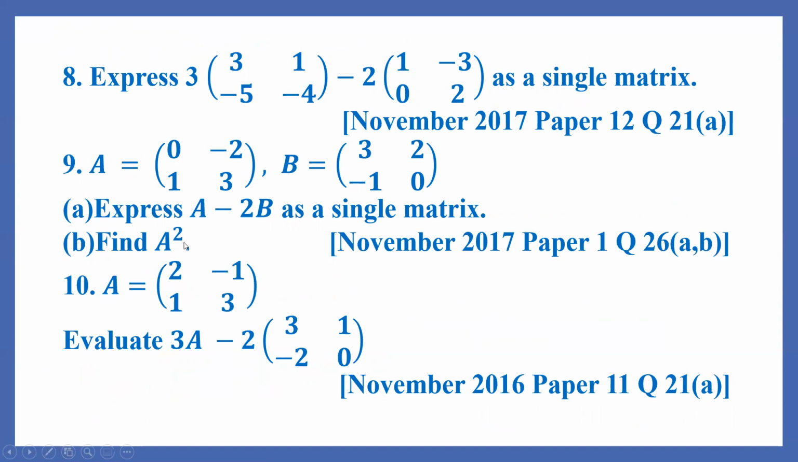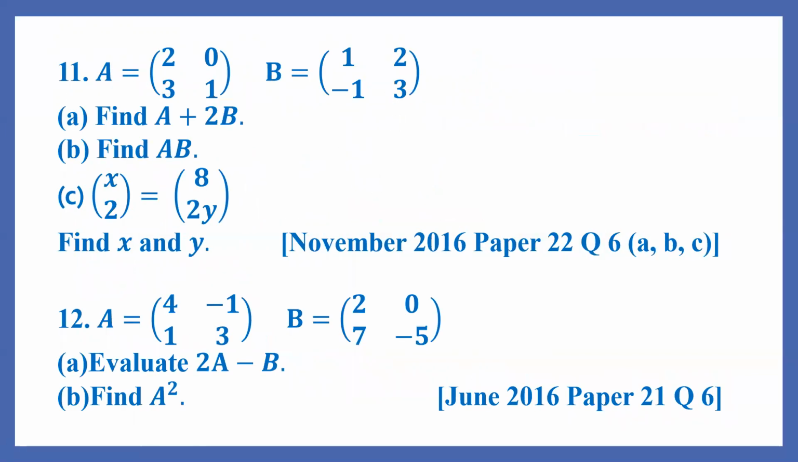You have been asked to find A square. So here you need to be careful. A square does not mean to square the different elements found in A. I repeat, A square is not 0 to the square, minus 2 to the square, 1 to the square, 3 to the square. That is, you just square the elements. A square means the matrix A times the matrix A. So you have to take matrix A, you multiply it by itself. Okay? You need to try this question. Here you also have A square as well.